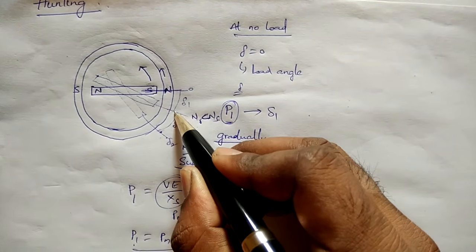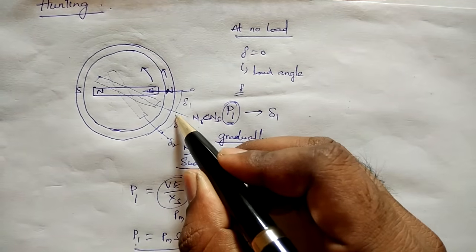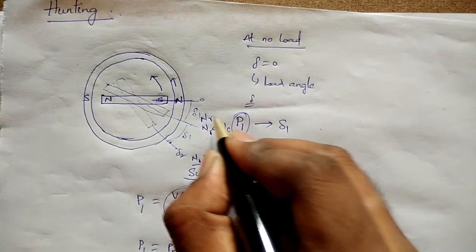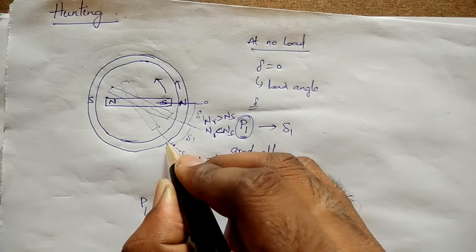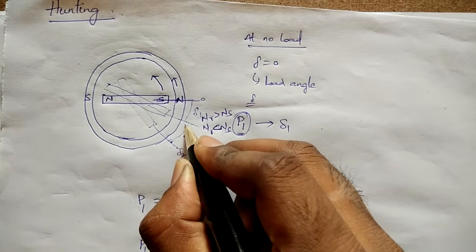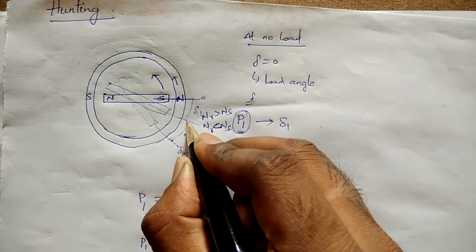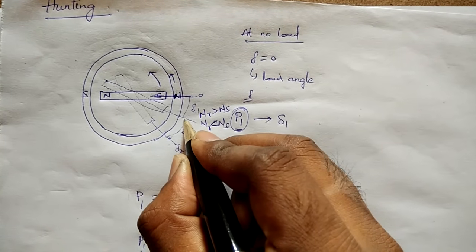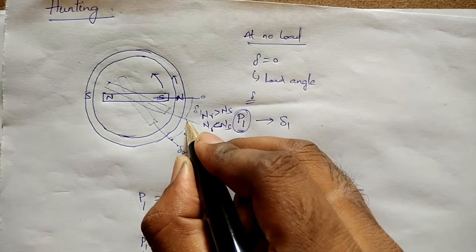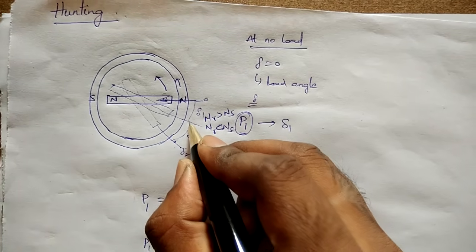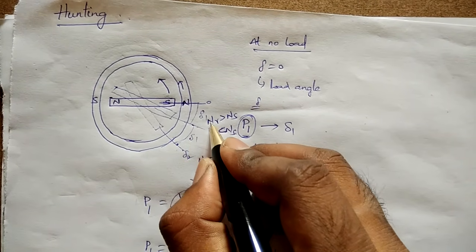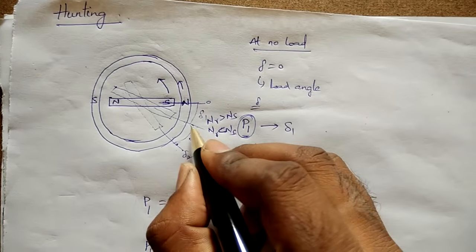At this position, it is coming like this, now Nr is greater than Ns, and the power will be equal. So Pm sine delta is equal to P1 here, but equilibrium is not established because Nr is greater than Ns.